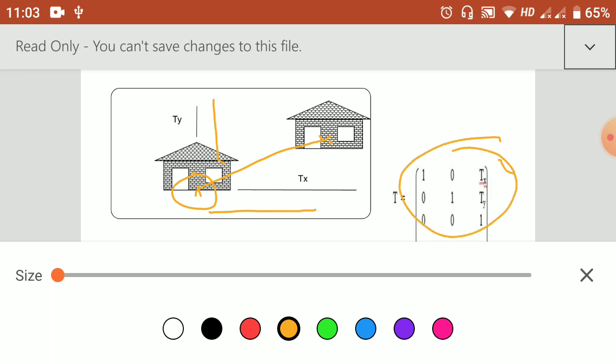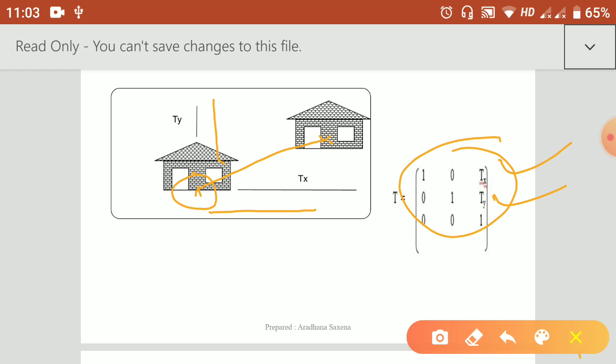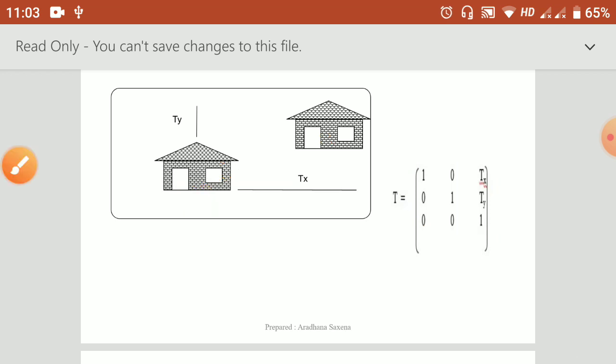Here tx is the value which we will add in the x direction, and ty is the value which we will add in the y direction. Translation means shifting an object from one place to another.